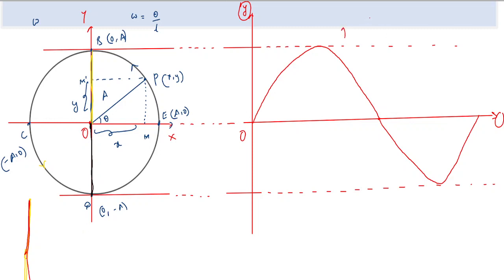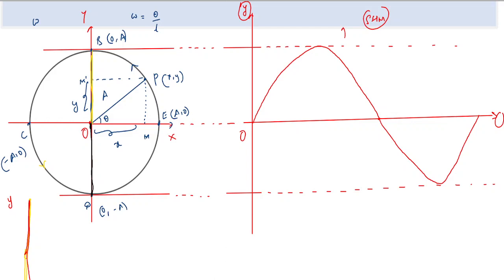oscillation would be a simple harmonic motion, because we saw earlier that whenever a graph of a function versus time is of the form of a sine or cosine function, it becomes a simple harmonic motion, which means here its y projection is a simple harmonic motion.